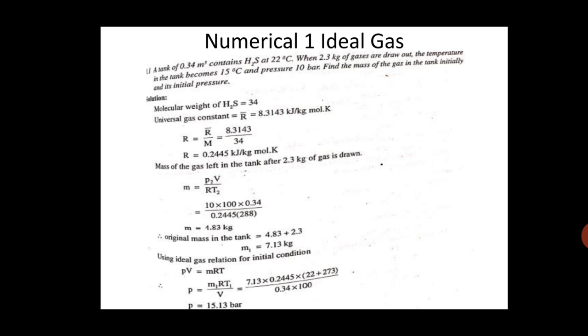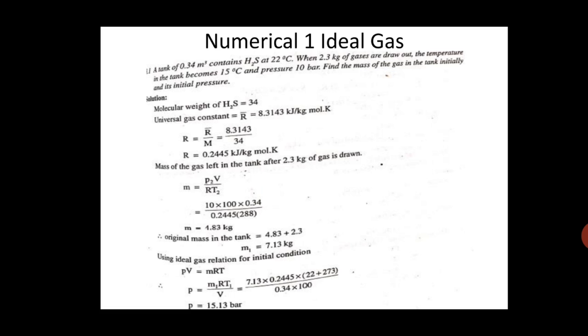Now universal gas constant R bar is fixed as 8.3143 kilojoules per kg mole Kelvin. Now to find the particular gas constant for hydrogen sulfide, R is equal to R bar divided by M. R bar is 8.3143 and M is 34. So dividing 8.3143 by 34, we get R, the gas constant, as 0.2445 kilojoules per kg Kelvin.